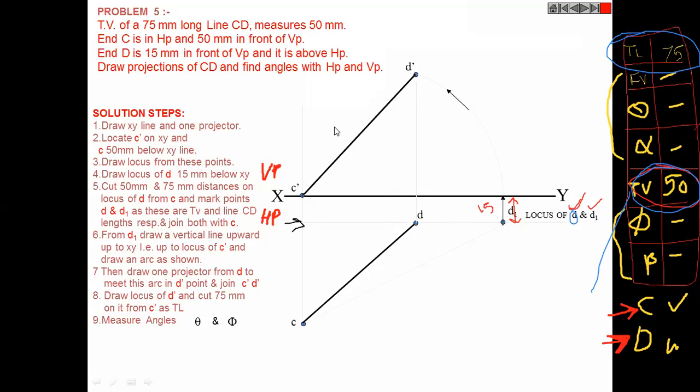So you got the CD dash, and again you are having true length with you, and locus will be this horizontal line only. Locus will be this line only. Understand? It is already given. So I will rub. So you will get D1 dash also. So you got your front view here, got your top view here. I think we should start now. So we will start.